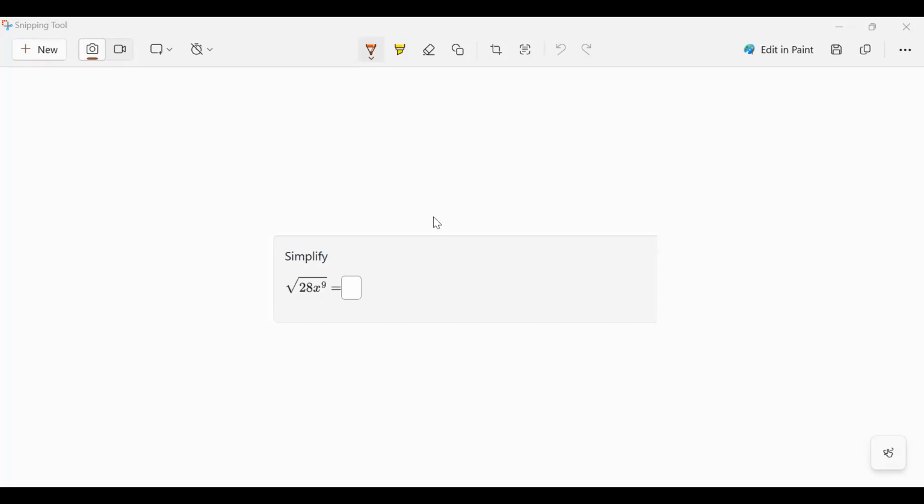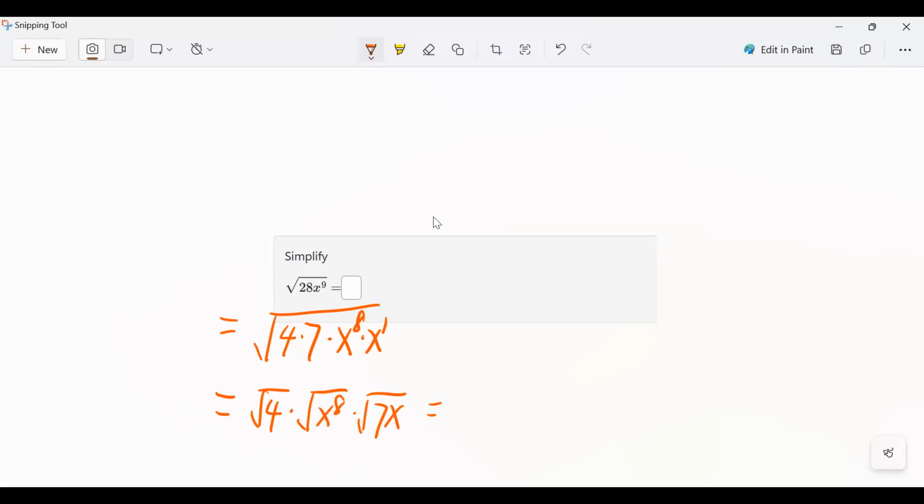Okay, let's go over the solution. So the maximum perfect square going into 28 is going to be 4, right? 4 times 7. And for x to the ninth, we break it down as x to the eighth and x to the first. Always break down as an even power and then the other one. And so here we can do this. We can do square root of 4, square root of x to the eighth, and then square root of 7. Square root of 4 is 2, right? Or you can do square root of 2 squared, right? Square root of 4 equals square root of 2 squared.